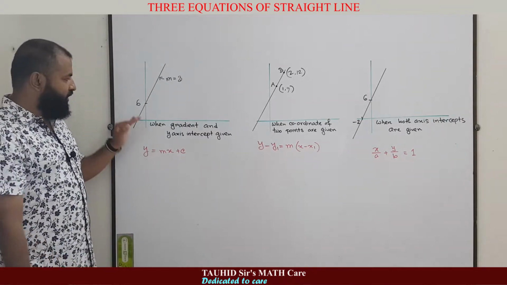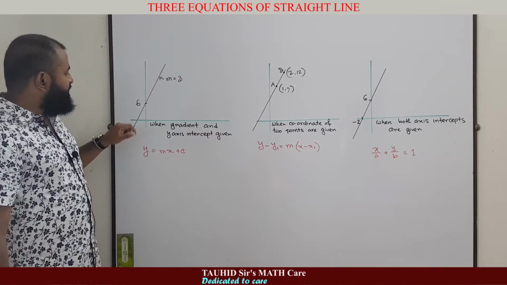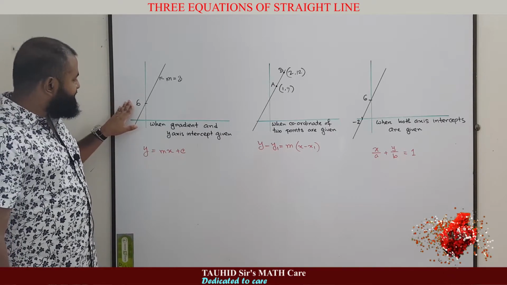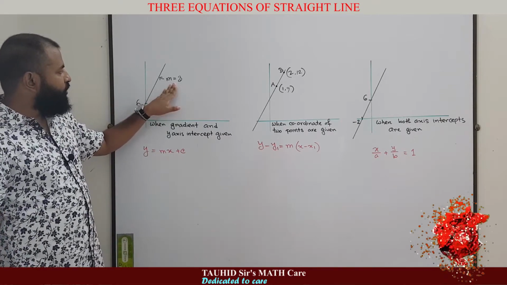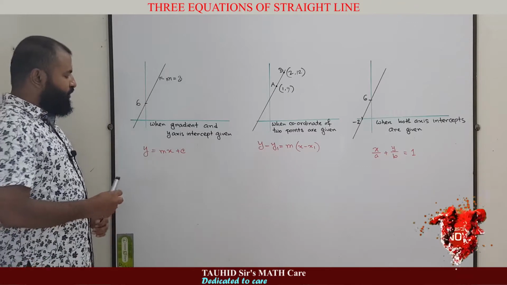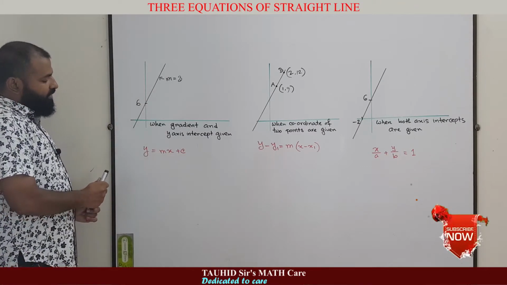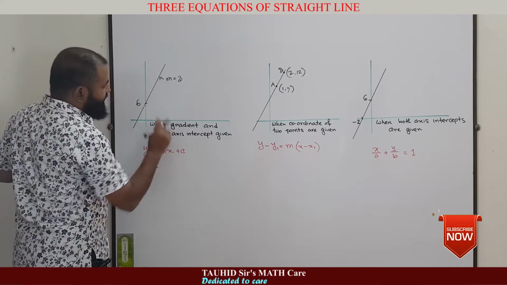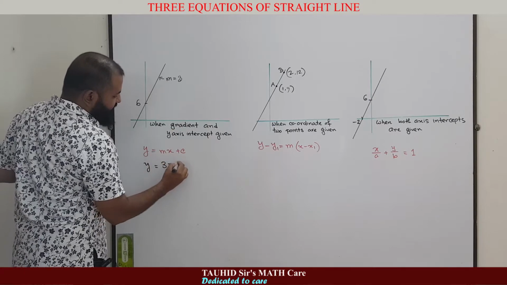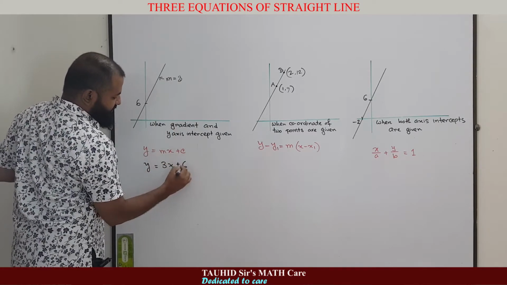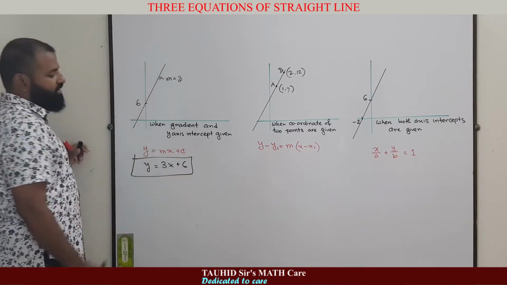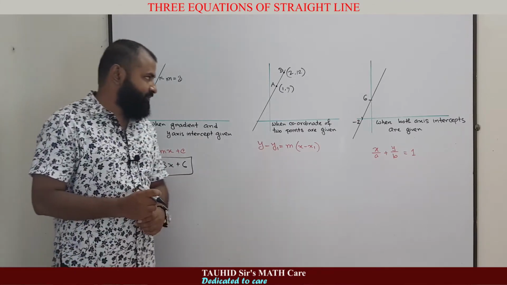For example, for this graph, here you are given that the y-axis intercept is 6 and the gradient of the graph is 3. So the equation of the straight line will be y equal to mx plus c, m is 3, 3x plus c is 6. So the equation of this straight line is 3x plus 6.